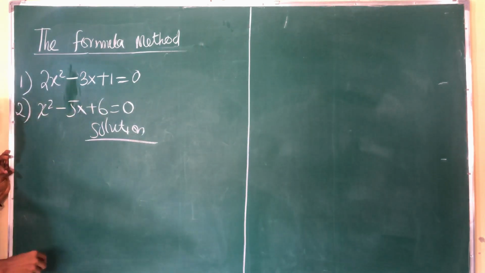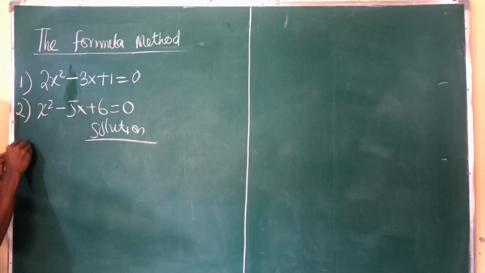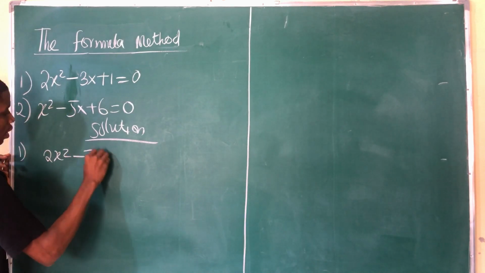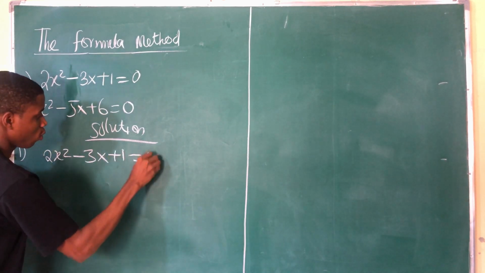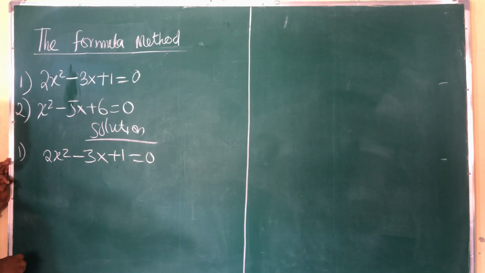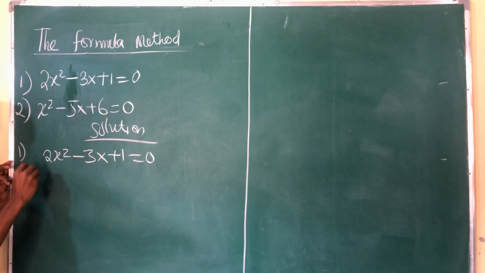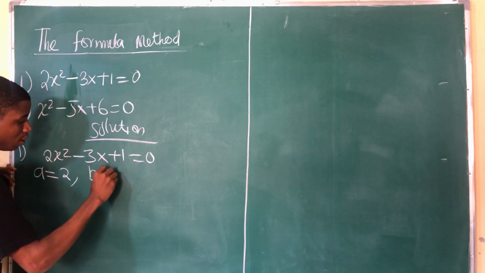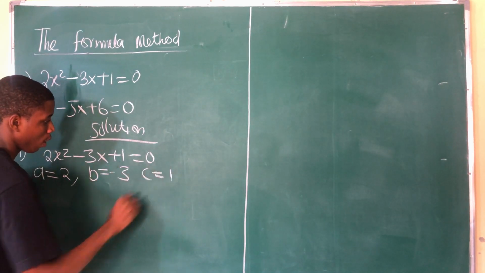Of course, the first solution is what? Let's start with 1. So we're having 2x squared minus 3x plus 1 equals 0. And you should observe that we need to identify the terms and the constants. So we have a as 2, we have b as -3, we have c as 1.